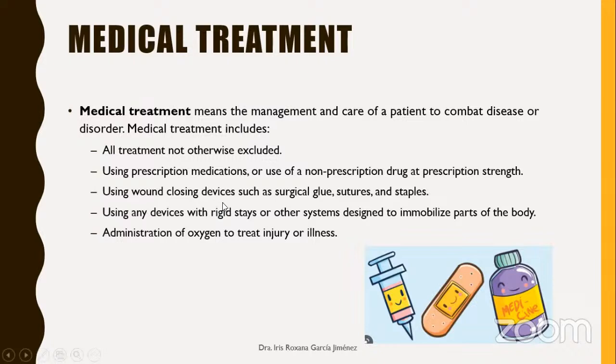Using wound closing devices such as surgical glues, sutures, and staples, of course, are included in treatments. Using any devices with rigid stays or other systems designed to immobilize parts of the body. We were checking this in module 1 again, for example, the cast or the splint. And the administration of oxygen to treat injury or illness. Okay, so take it into account.